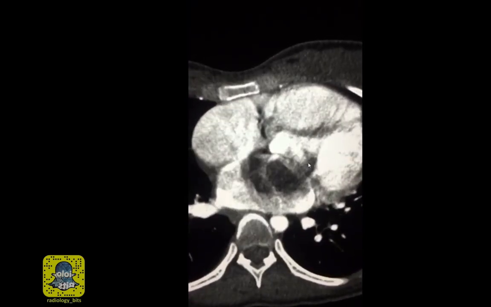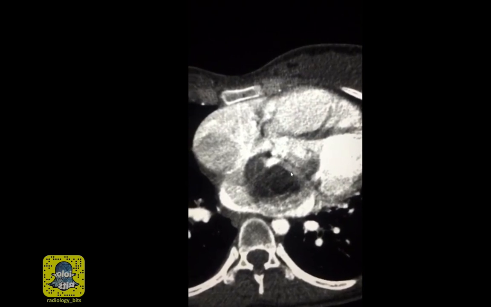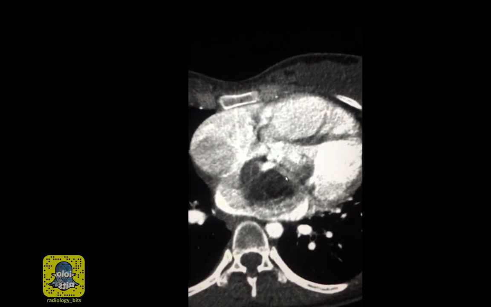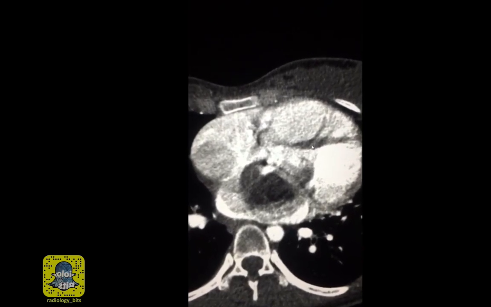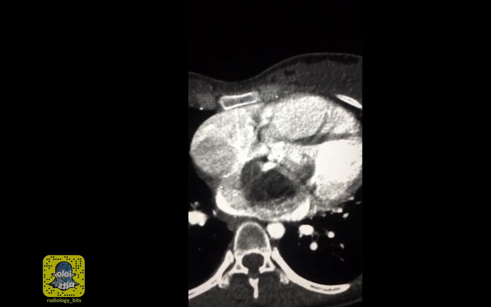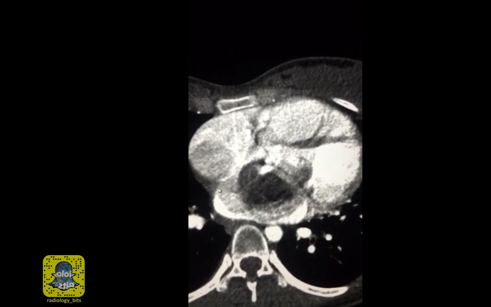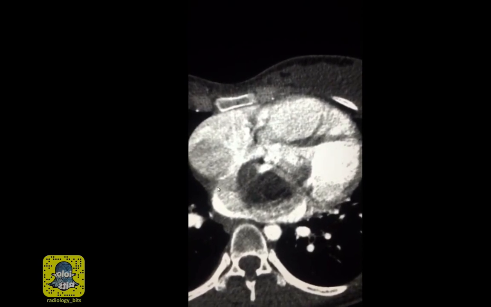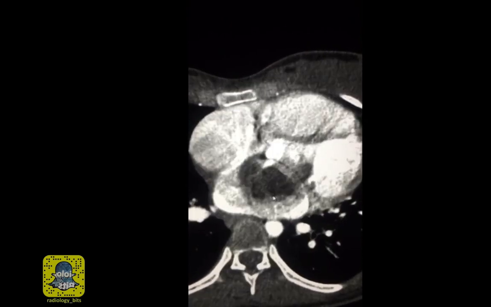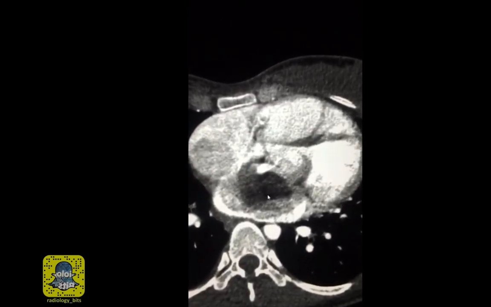Let's review our basic principles. The most common cause of a filling defect within the heart is a thrombus. What about neoplasms? The most common neoplasm involving the heart is metastasis. Remember, clots are way more common than metastasis. Metastasis is way more common than primary cardiac tumors. The most common primary cardiac tumor is a myxoma, and we'll talk more about that later.